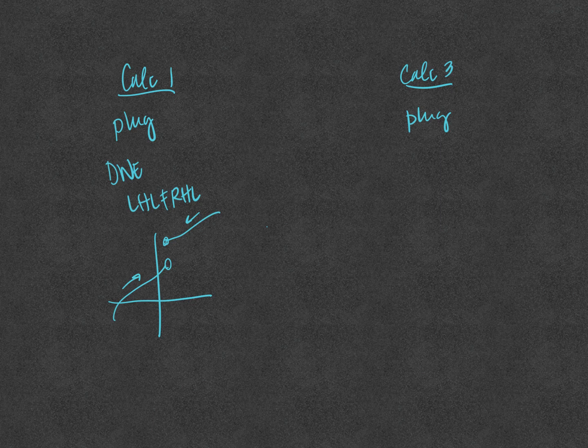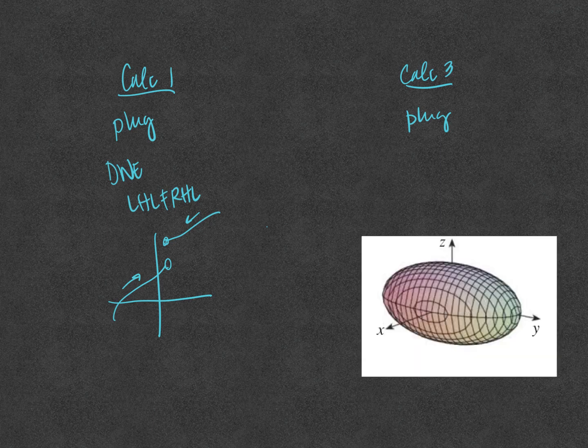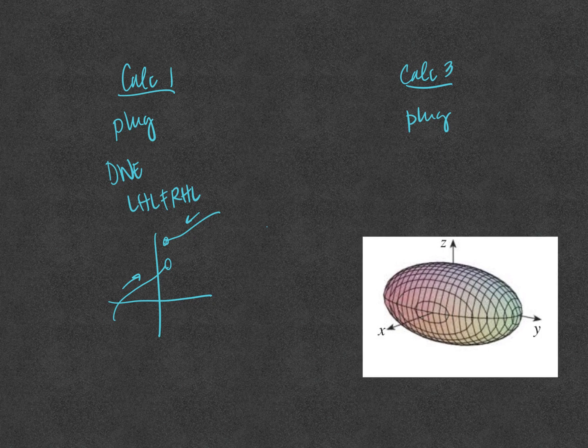Now in Calc 3, we are sitting on one of these surfaces, so it is not easy. It's not just one way to get to a point like this one. There are lots of paths you could take to get there, lots of traces you could follow. We could be going along this trace right here, or this trace right here, or along some random trace here and here.